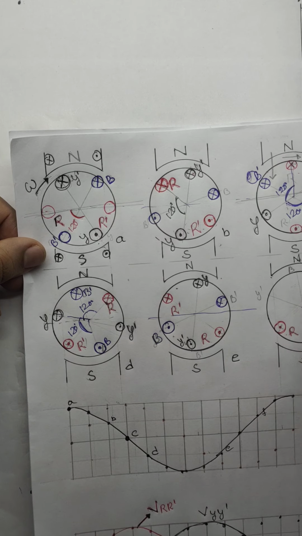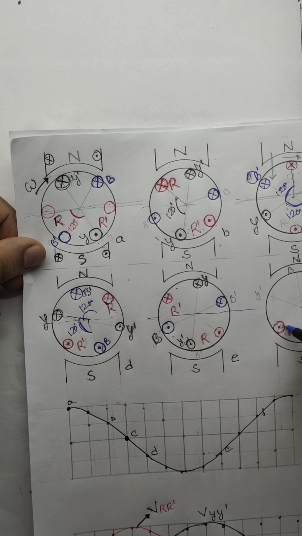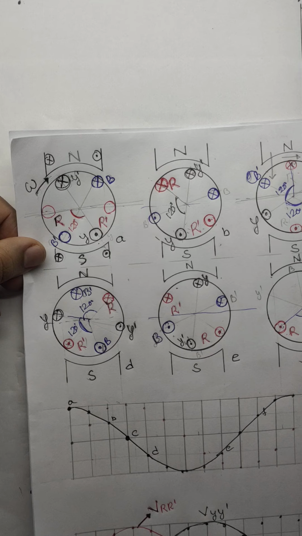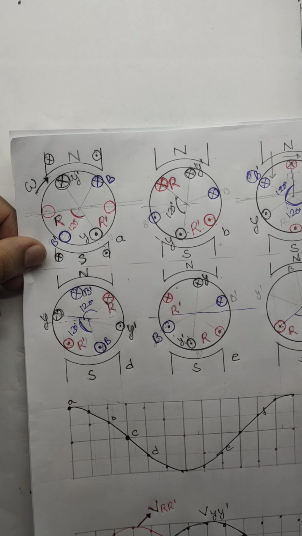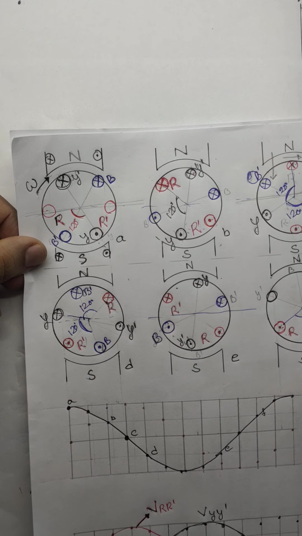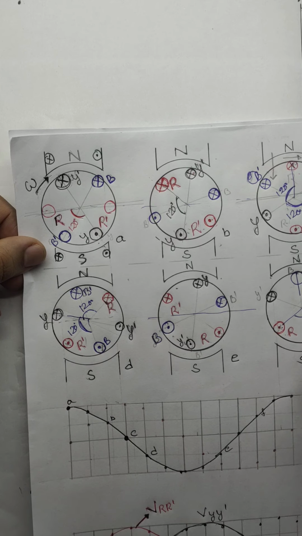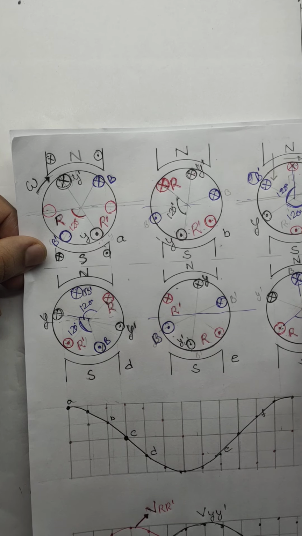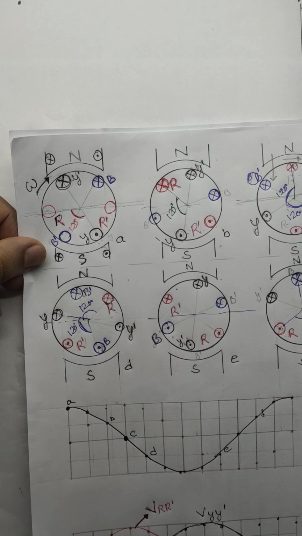When it comes here, this is R, 120 degree behind R is my Y. So this is my Y and this is my Y dash. So this is a dot, this is a cross, and 120 degree behind this Y phase, this is my B and this is my B dash. So this will be a cross and this will be a dot.